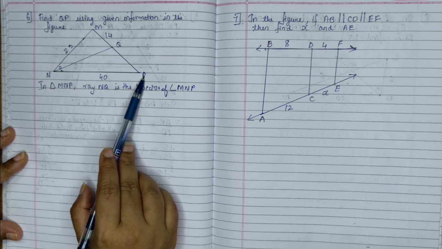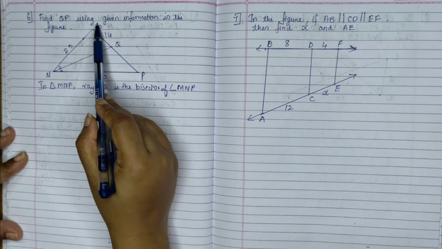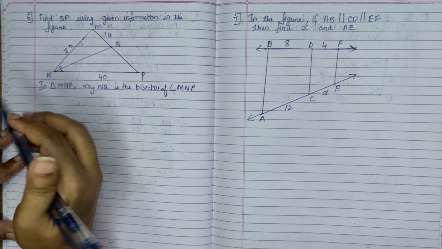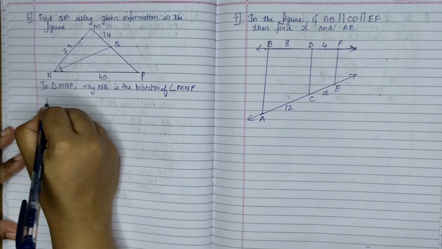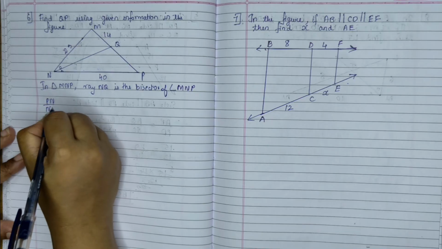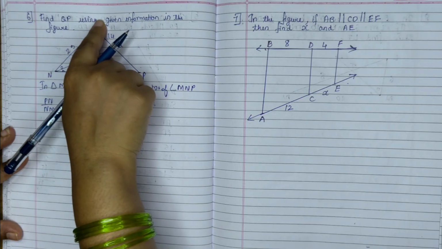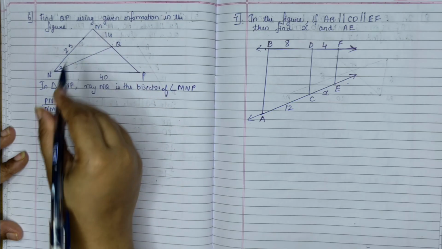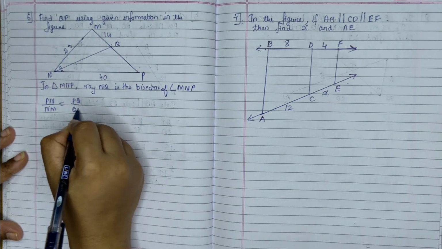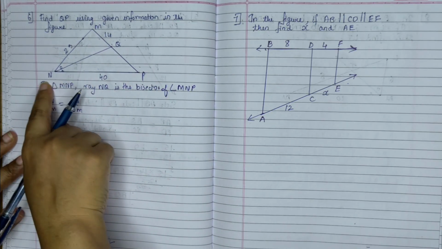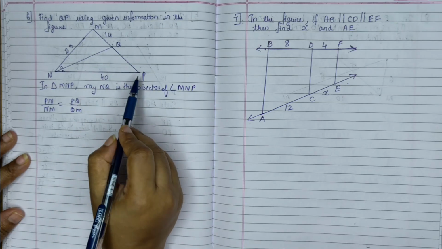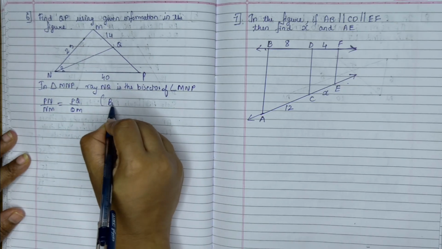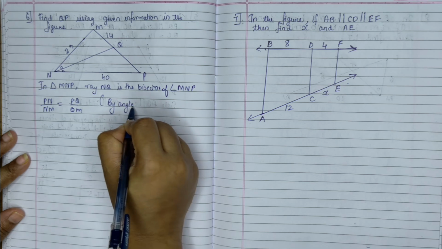It is a bisector, so what we get? We get PN upon NM is equal to PQ upon QM. Okay, PN upon NM is equal to PQ upon QM. This we get by angle bisector theorem.